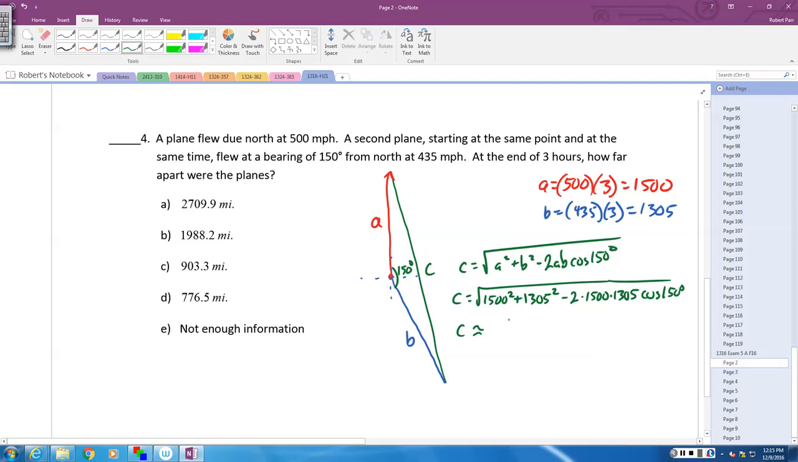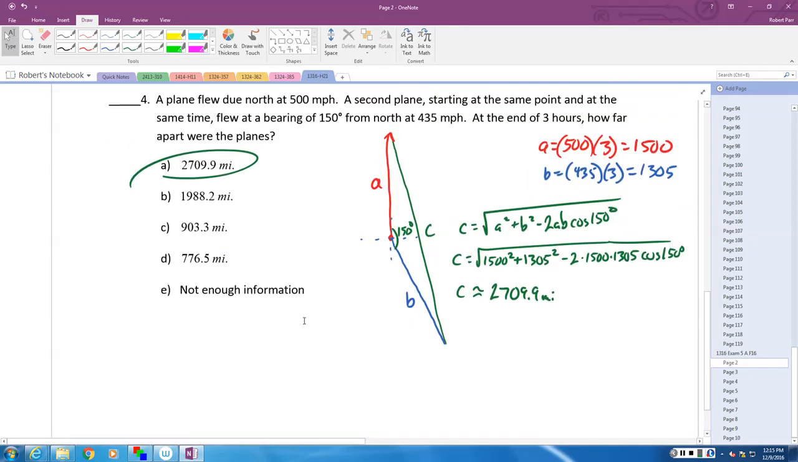You get A. Yeah, that sounds about right. Did you put... I don't know what you could have done. Bad bearings? No, I didn't extend the magnitudes for the 3 hours of travel. Oh, you did 500 and 435. Rookie mistake. Don't do that.